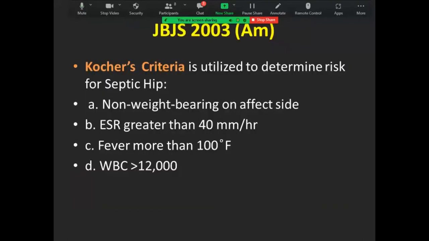This paper has been mentioned by the last 2-3 speakers, and here I would like to elaborate on it. Dr. Maninder Kocher, in his article in JBJS 2003, laid down some criteria for how we can diagnose septic arthritis of the hip. The first criterion is non-weight bearing on the affected side, ESR raised more than 40. This criterion is now recently replaced with CRP, fever more than 100, and WBC count more than 12,000.